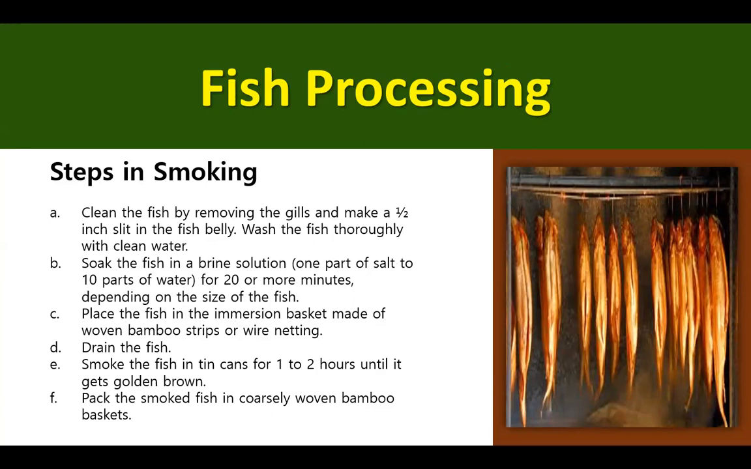Place it in a layer of wire screen or rattan or bamboo and have it dried in a cool and shady place. Next, smoke the fish in tin cans for 1 to 2 hours until it gets golden brown. The length of smoking actually differs depending on the size of the fish and the smoke produced. Last, pack the smoked fish in coarsely wooden bamboo baskets.